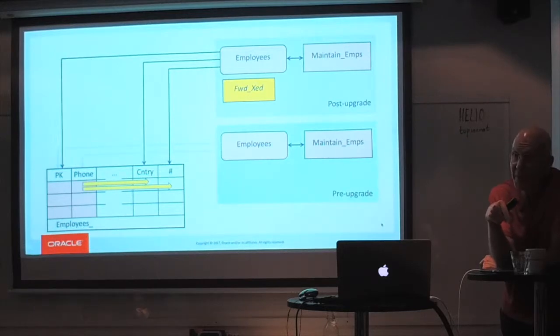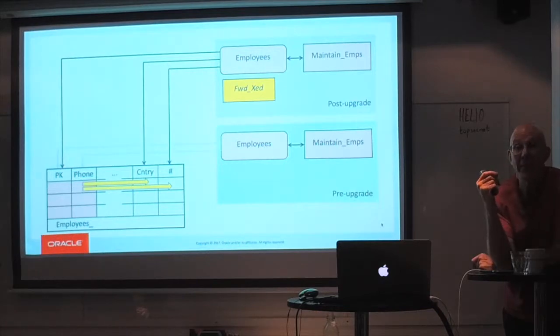It never goes direct on the table. And when you have a trigger on an editioning view, and when that trigger is also editioned, then it's the occurrence of the trigger in the edition that's now current when you do that that fires. And it will fire because the DML came through the editioning view.